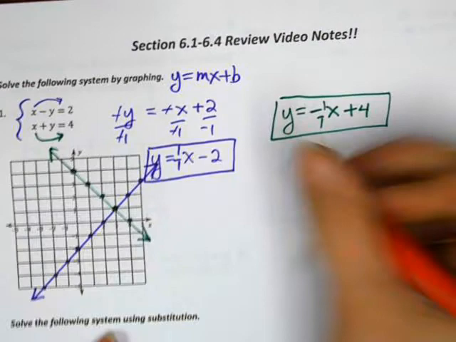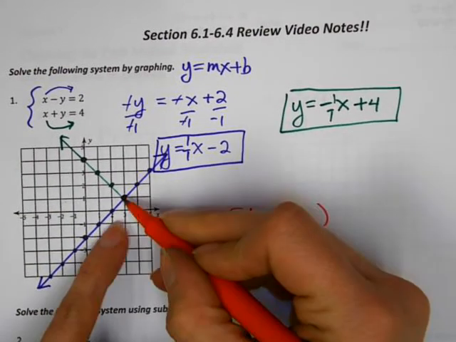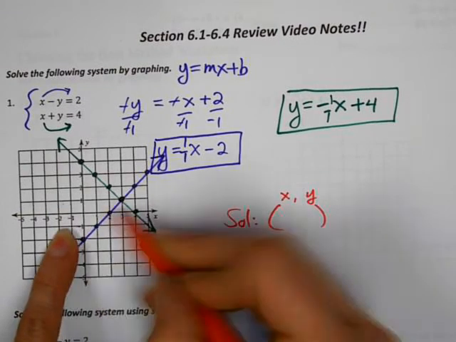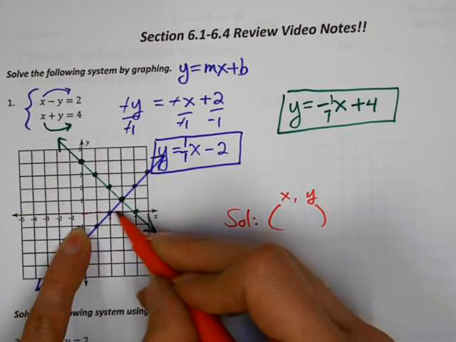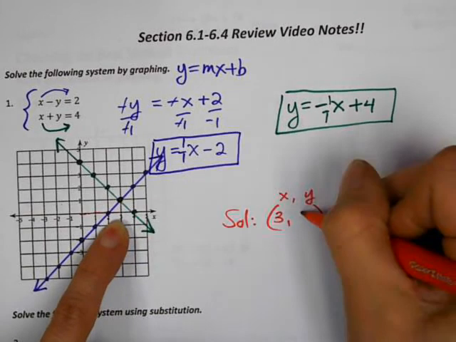to this system is the point where they intersected, that point right there. There's an x and then a y. So first tell me left or right. We're going to go to the right 3. That's positive 3. Up 1 is positive 1.